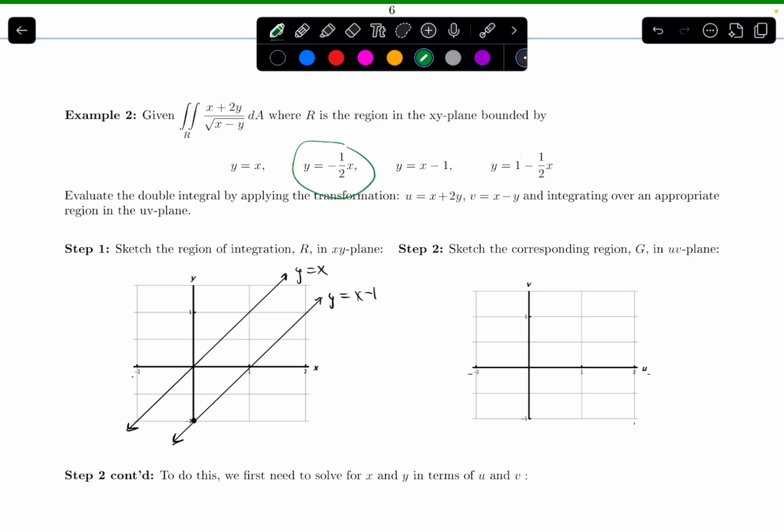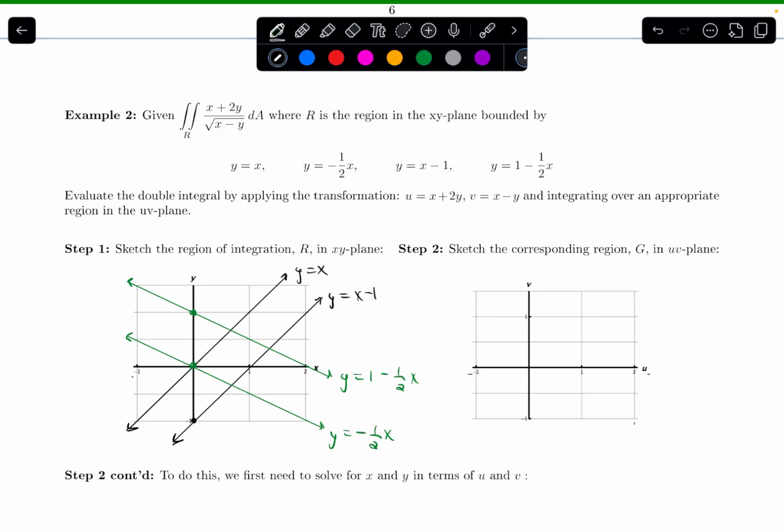y equals -1/2 x also goes through the origin, but it has a slope of -1/2. So that would look something like this. Okay, that is y equals -1/2 x. And then the final equation adds 1 to that, so it shifts the whole thing up 1 unit. It has a y-intercept of 1. So if I draw that, it looks something like this. So that is y equals 1 minus 1/2 x.